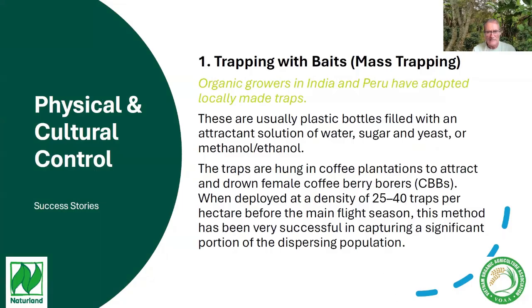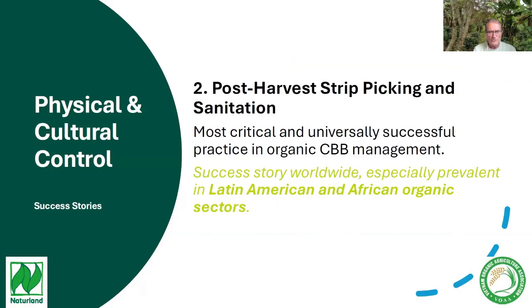Trapping was already mentioned. As we said already, you can use plastic traps, and I just want to mention you may have to deploy about 25 to 40 traps per hectare. And this method can be very successful. And in India and Peru, they have adopted locally made traps. That helps quite a lot. And then the second physical control method we mentioned already. It's a success story worldwide, especially in Latin American and African organic sectors: post-harvest strip picking and sanitation.